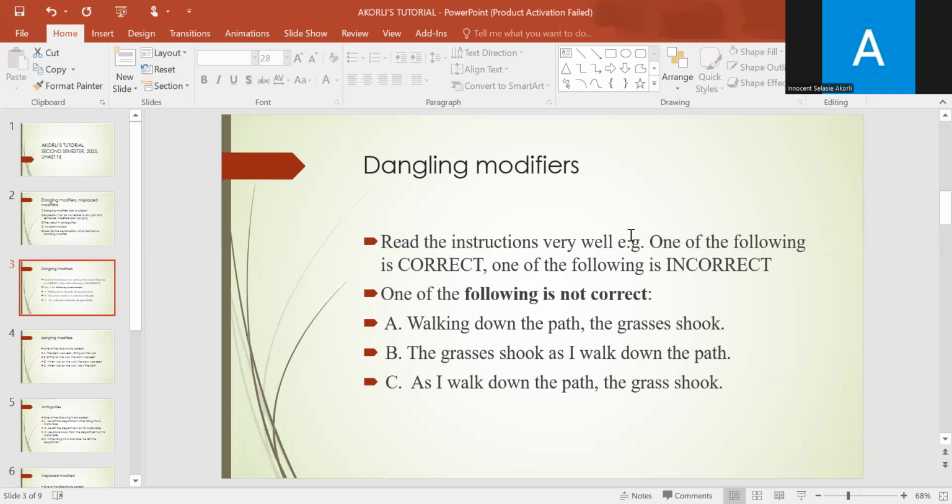So let's look at this particular one. One of the following is not correct. Walking down the path, the grasses shook. The grasses shook as I walked down the path. As I walked down the path, the grasses shook.